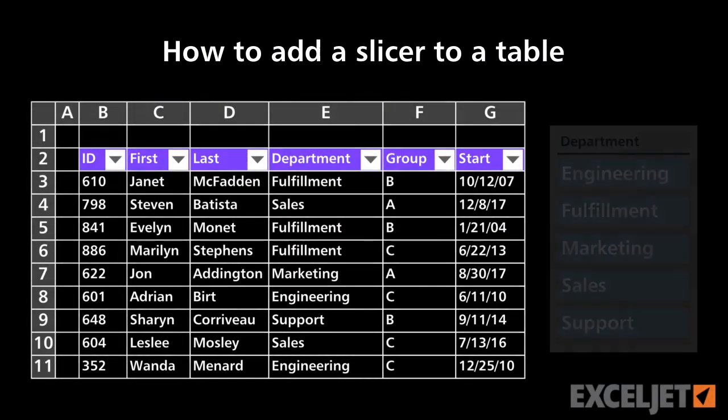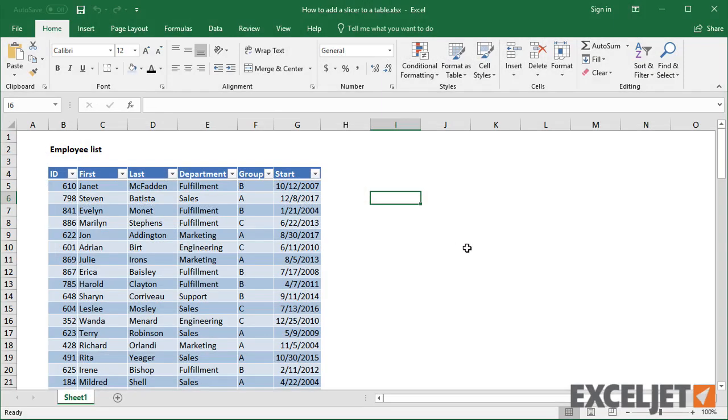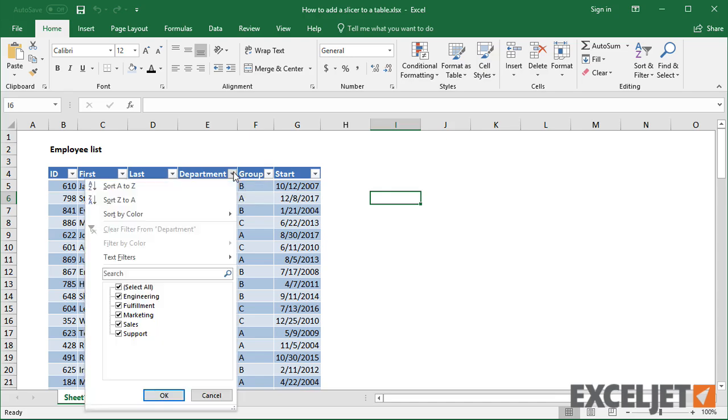In this video, we'll look at how to add one or more slicers to an Excel table. All Excel tables come with a powerful filter enabled by default, which makes it easy to filter by one or more fields. But you can also add a slicer to a table.